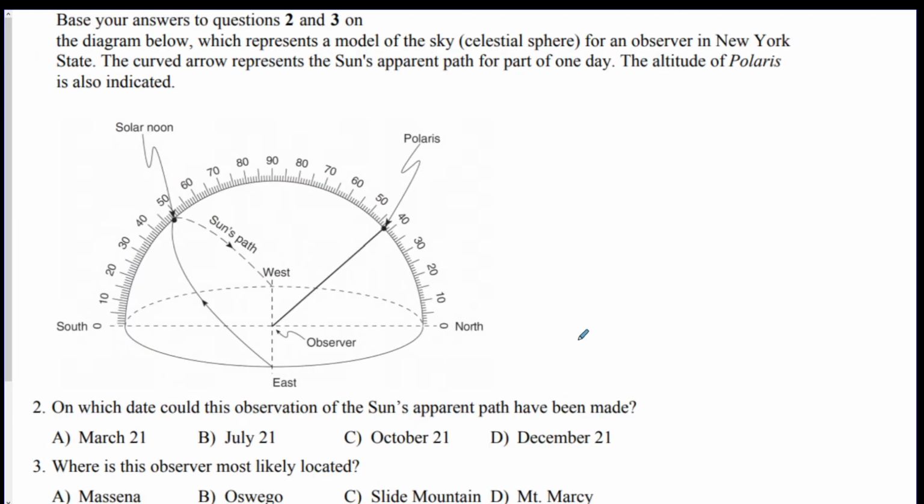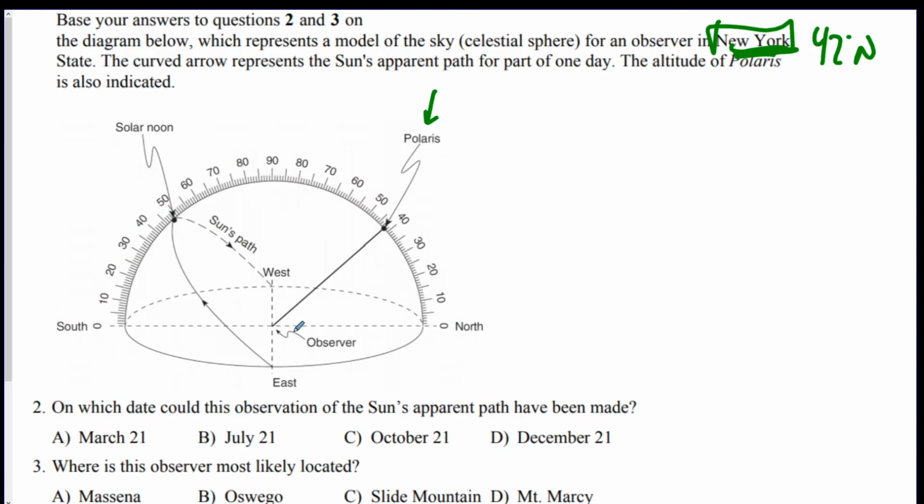Next question is a double question, 2 and 3. So we got a model of the sky for an observer in New York. This is big important information. So 42 degrees north. The altitude of Polaris is also indicated. That's interesting. So on which date could this observation of the sun's apparent path have been made?